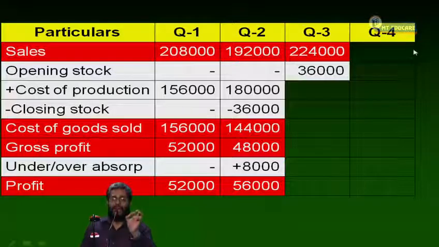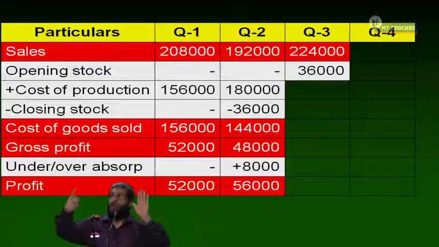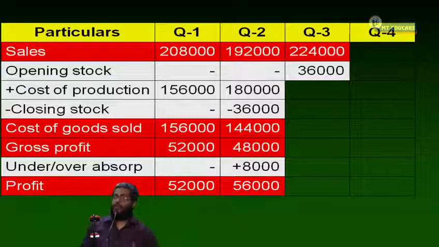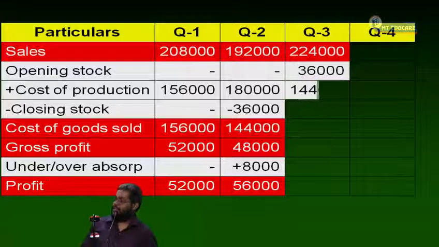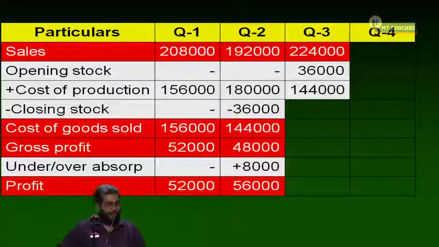How many units am I producing? 24,000 units. To produce every unit, what is the manufacturing cost? 6 rupees. 24,000 into 6, what is the cost of production? 1,44,000. The cost of production is 1,44,000.